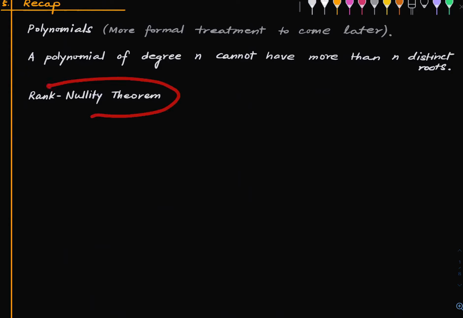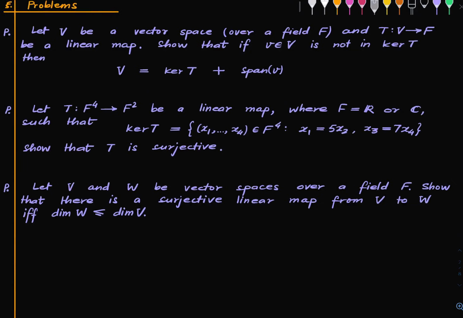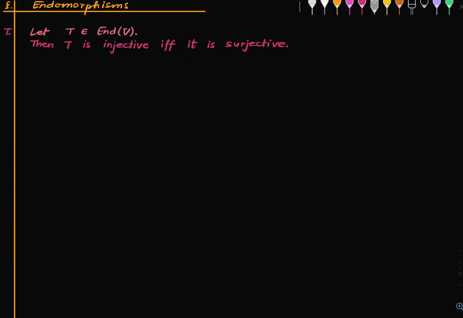And we of course need to know about the rank nullity theorem, which says that if we have a linear map T, again all the vector spaces being finite dimensional, then the dimension of the kernel of T plus the dimension of the image of T is equal to the dimension of the domain. Here are some problems for practice. And now let us get started.